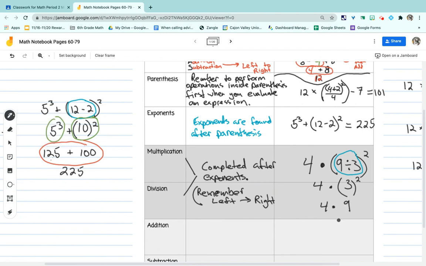And then 4 times 9, multiplication and division would come after exponents. 4 times 9 is 36. So this equals 36. Fix that.